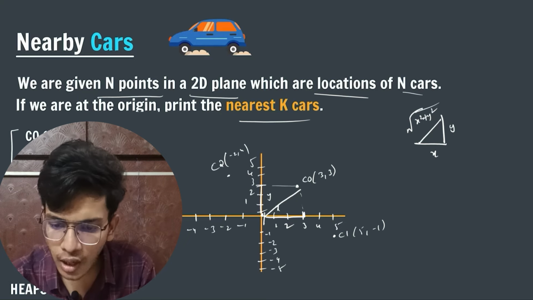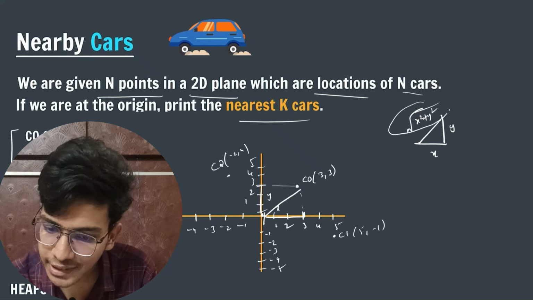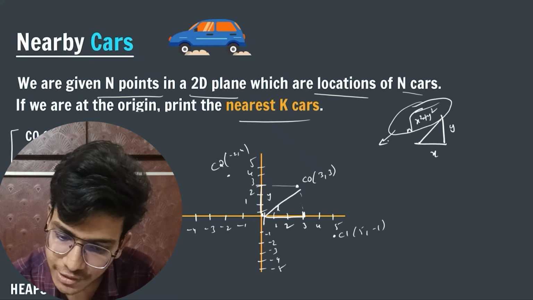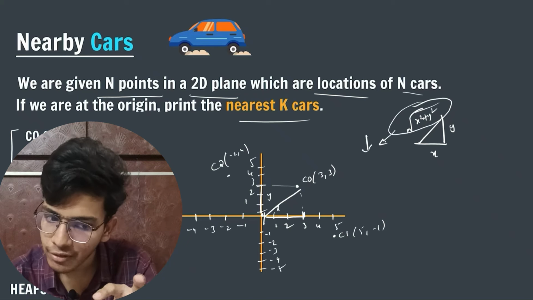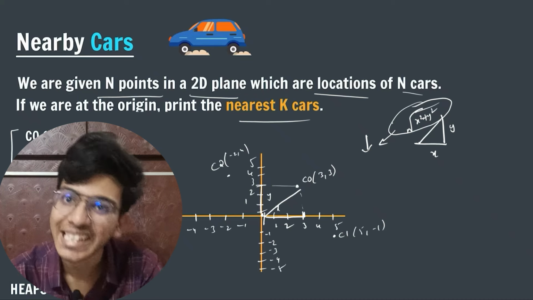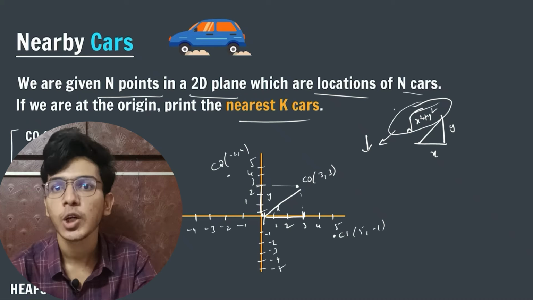Okay, so I need to calculate this distance, and the distance which is minimum, which gives me this minimum value, that point will become my nearest point. Okay, I hope you are getting it.